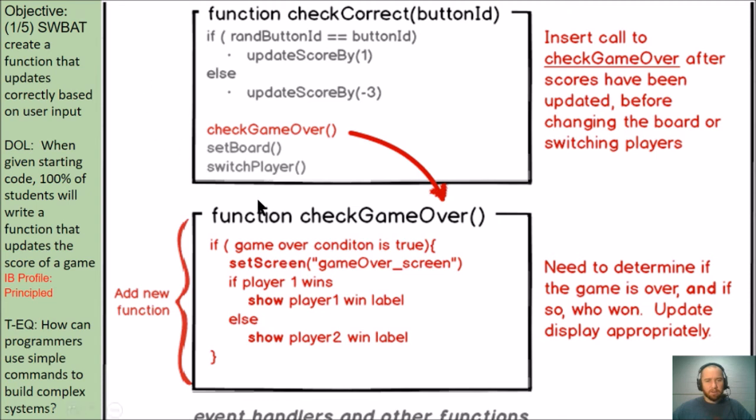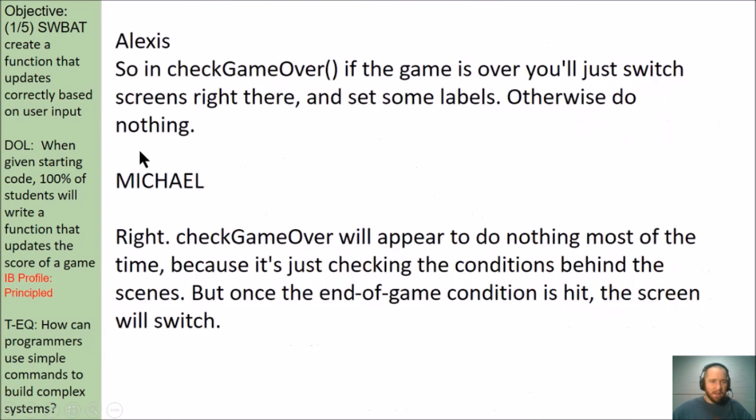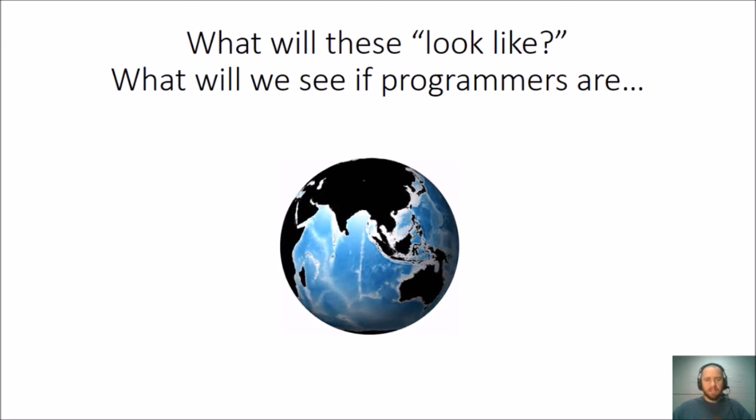Here's the pseudocode. So they create a function called check game over, and I'll let you go ahead and read that. You should be a pro by now. Alexa says, so in check game over, if the game is over, you'll just switch screens right here and set some labels. Otherwise, you do nothing. Michael says, right, check game over will appear to do nothing most of the time because it's checking the conditions behind the scenes. So once the end of game condition is hit, the screen will switch. That's the end of their game. That's the end of our lesson here.